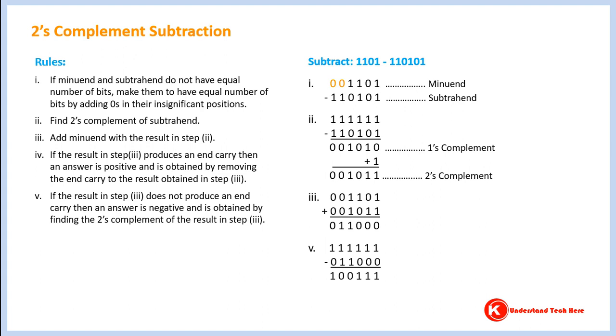To find the 2's complement, we need to add 1 to the 1's complement. That means we need to do this. In doing this, we get this. This is the 2's complement of the result in step 3. The final answer is this. Why the negative sign here? Well, that's what rule 5 says. Rule 5 says the answer will be negative. Therefore, negative sign here.